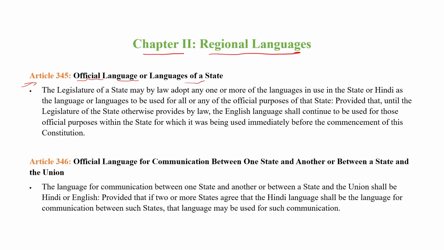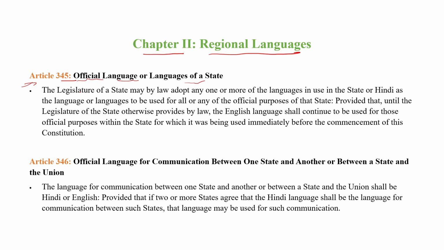In the previous chapter we discussed the language of the center. Now we will discuss the official language of the state. What will be the official language to communicate between one or more states, and between a state and the center? So let's discuss Article 345.